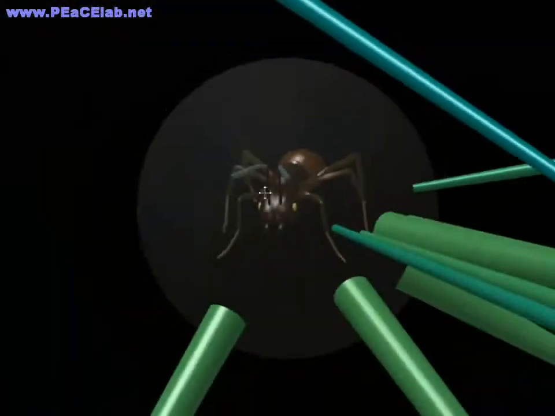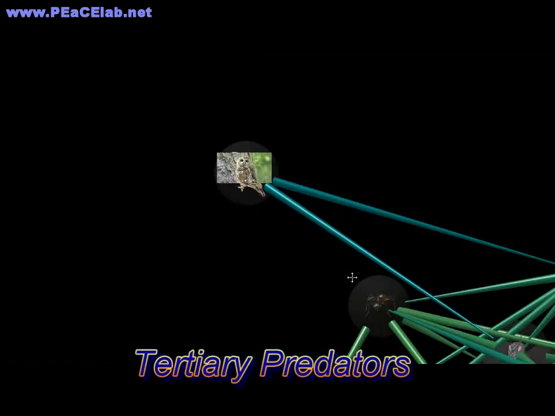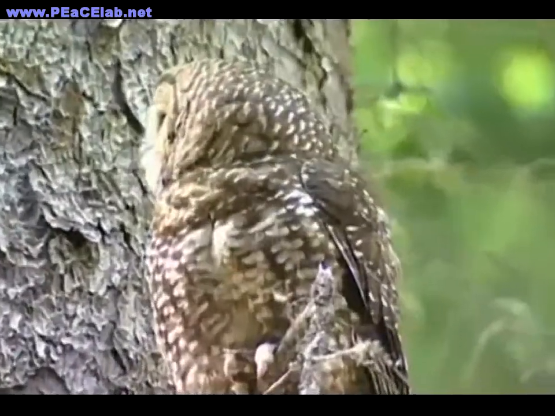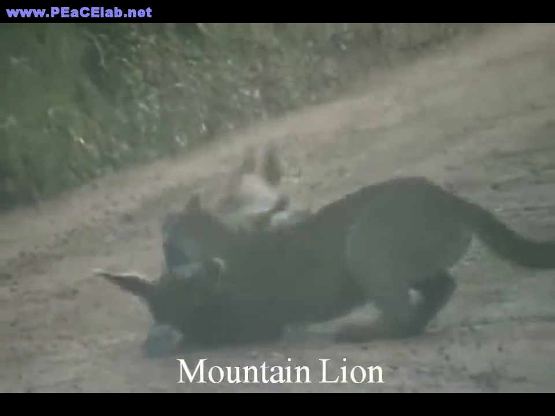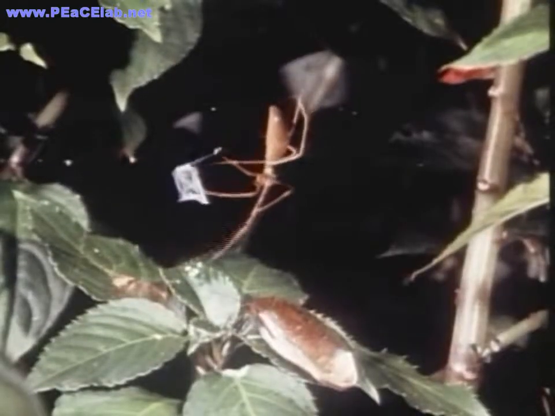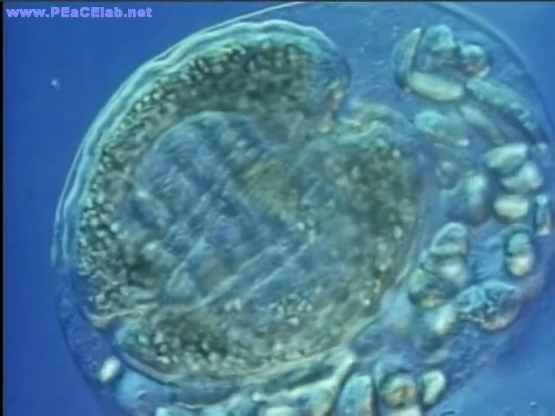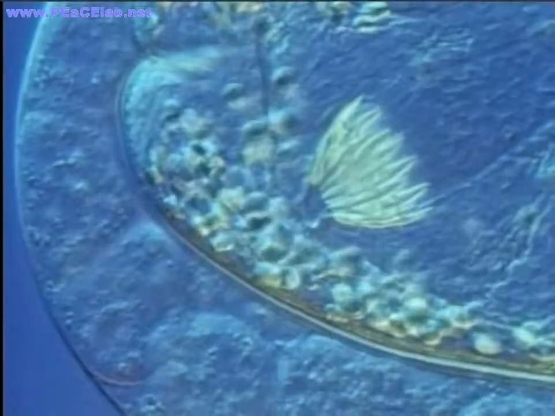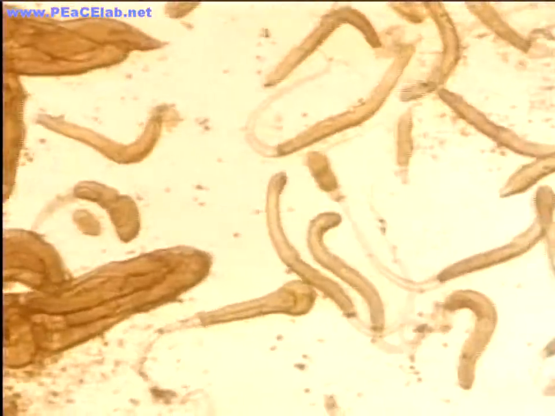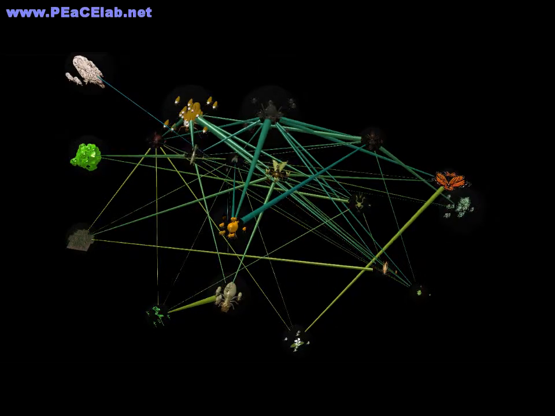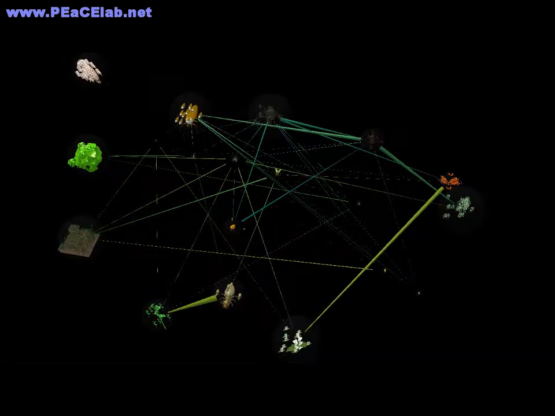The weaving of the web doesn't stop there. More familiar surface-dwelling tertiary predators, such as spotted owls and the great horned owl, rubber boa, mountain lion, wolf, weave webs to even higher trophic levels. Also, there are many parasites, which not only eat the animals mentioned earlier, but also get eaten by other consumers.